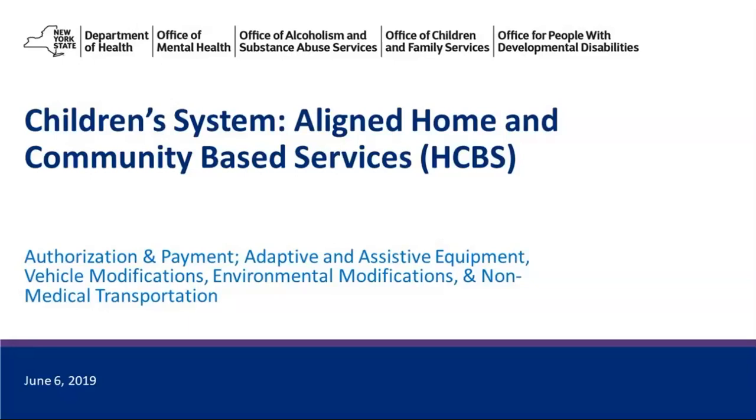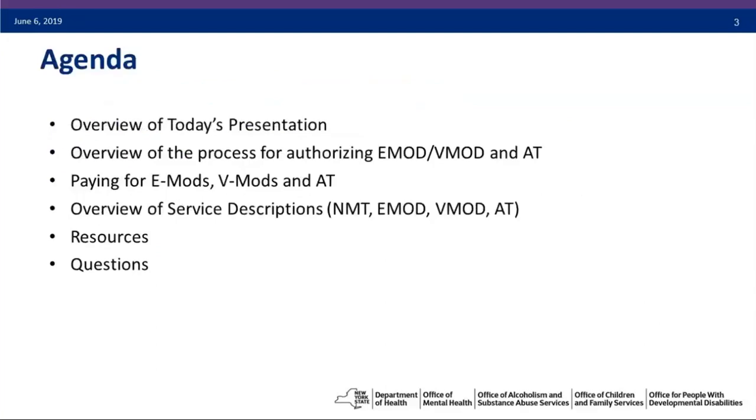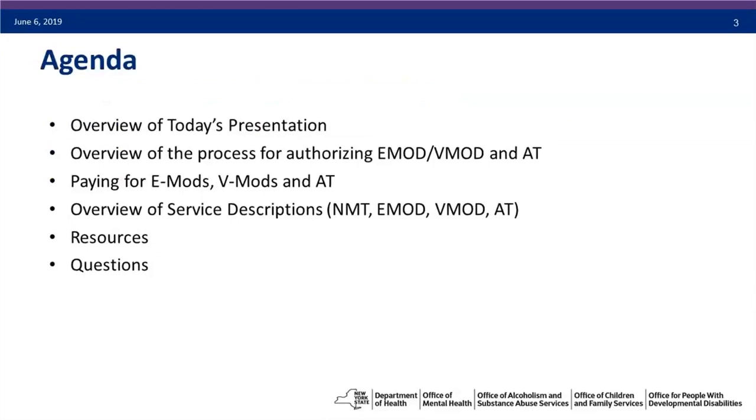As always, information and timelines are as current as of today, and for official guidance, please refer to the provider and billing manuals. So today's webinar will provide an overview of the presentation as well as an overview of the process for authorizing the various modifications. We'll also discuss how each of the modifications are reimbursed as well as review the service descriptions. Lastly, we will review some of the resources that are available, and as I mentioned previously, there will be an opportunity to ask questions at the end of today's presentation. So to get us started, I'm going to pass it over to Colette Pullen from the Department of Health.